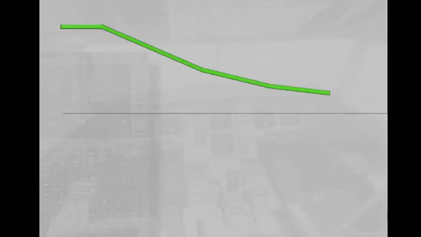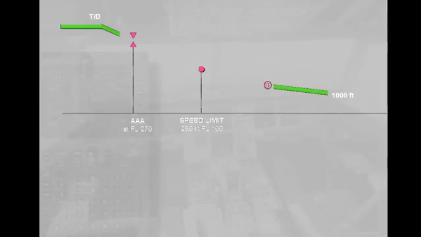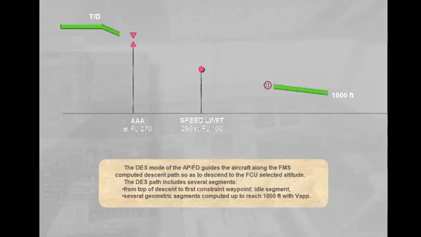The descent mode of the autopilot flight director guides the aircraft along the FMS computed descent path so as to descend to the FCU selected altitude. The descent path includes several segments. From top of descent to first constraint waypoint, idle segment, several geometric segments computed up to reaching 1,000 feet with V-approach.